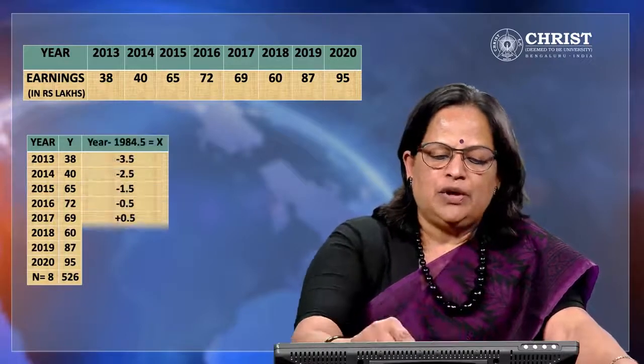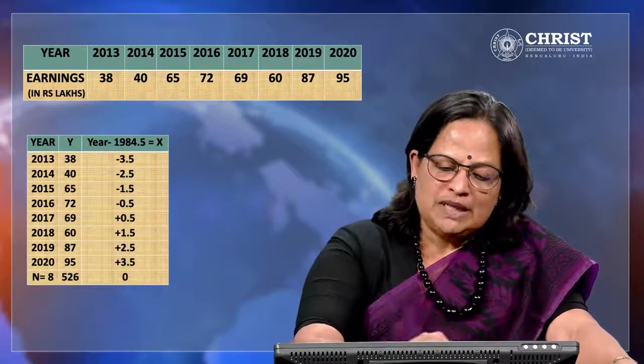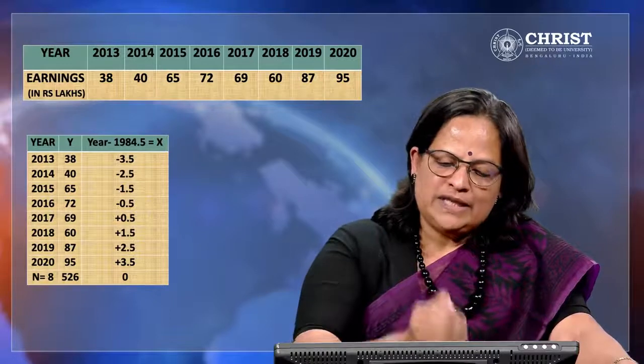Now you have to take the deviations. 2013 minus 2016.5, that will be the x value. So you will get minus 3.5, minus 2.5, minus 1.5, minus 0.5 and plus 0.5, then plus 1.5, plus 2.5, plus 3.5. So you will get the total of x as 0.